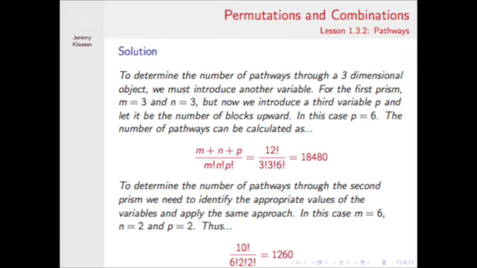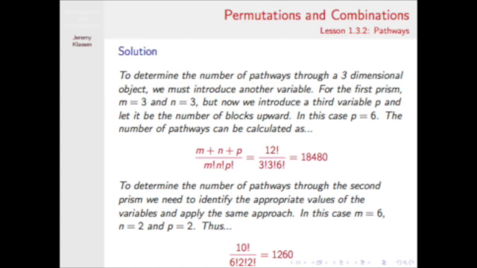And now we do the exact same thing to determine the number of pathways through the second prism. We just have to identify the values of those variables again. In this case, m would be 6, n would be 2, and then p would be 2. And so again, we're treating this as if it's a word where each letter represents a motion. And so we've got 10 motions in this problem, so 10 letters. There would be 6 E's for east, 2 S's for south, and then 2 U's for upward.